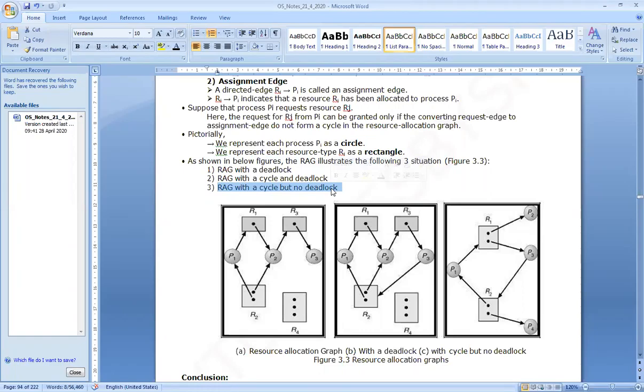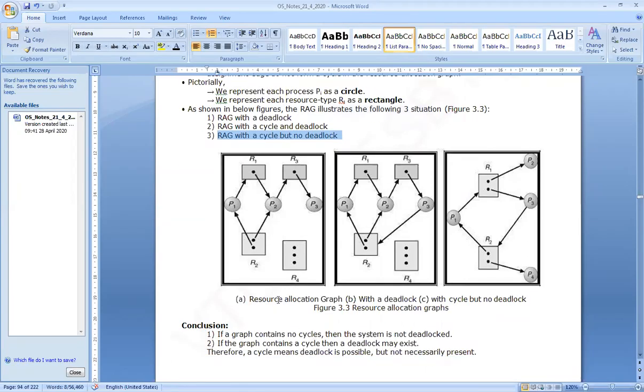Here we have the first diagram, a resource allocation graph with a deadlock. We have resources R1, R2, R3, and R4. In R1 we have one instance of the resource, in R2 we have two instances, in R3 we have one instance, and in R4 we have three instances.